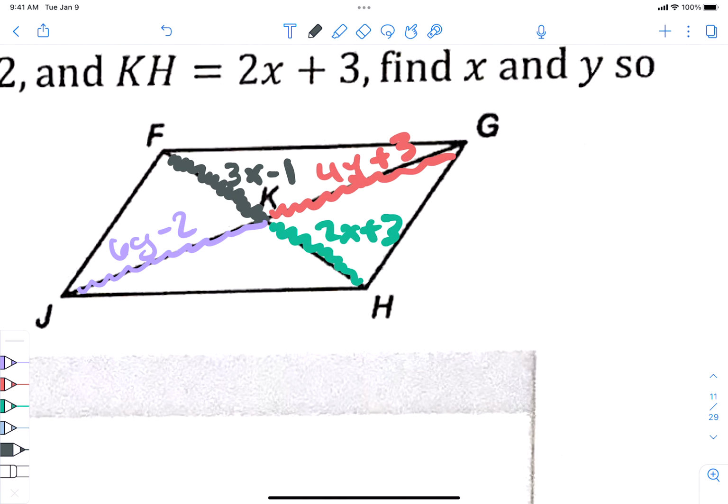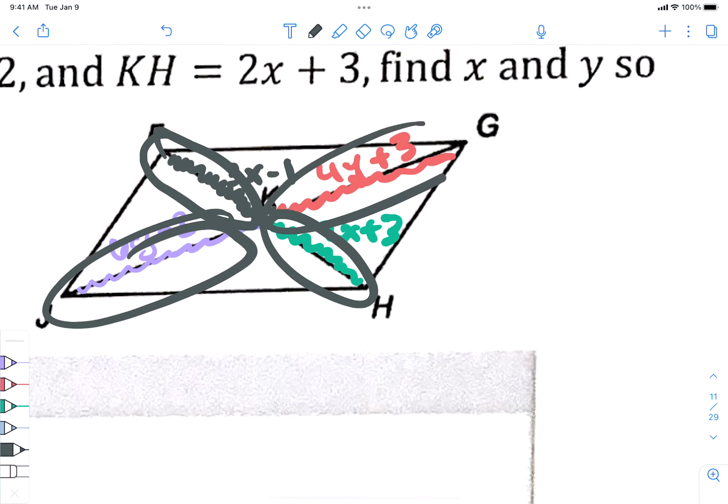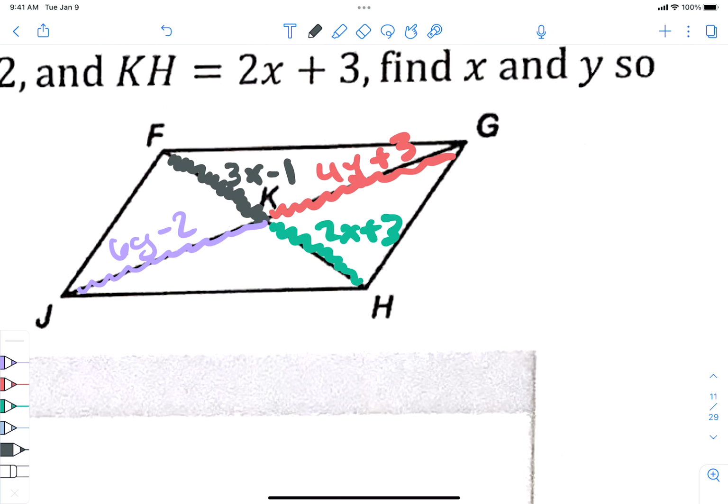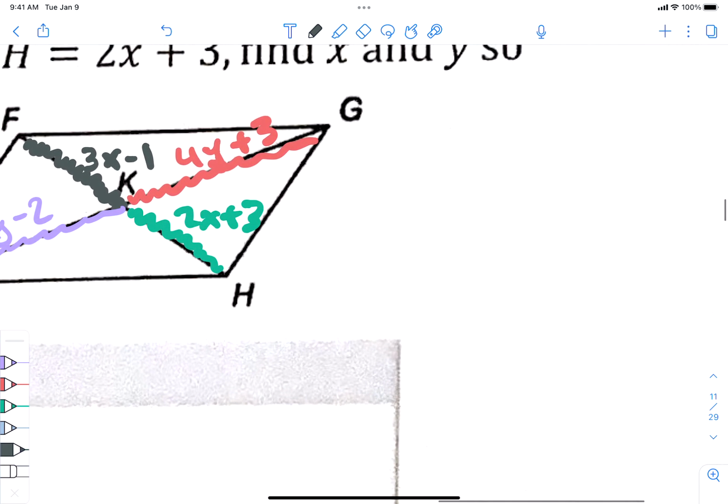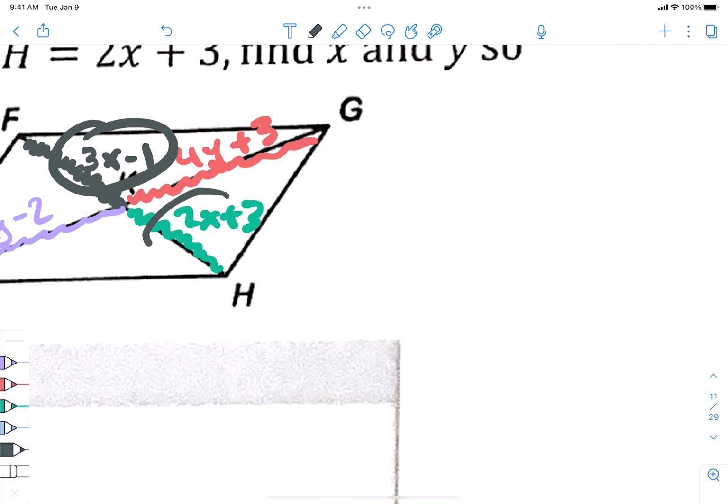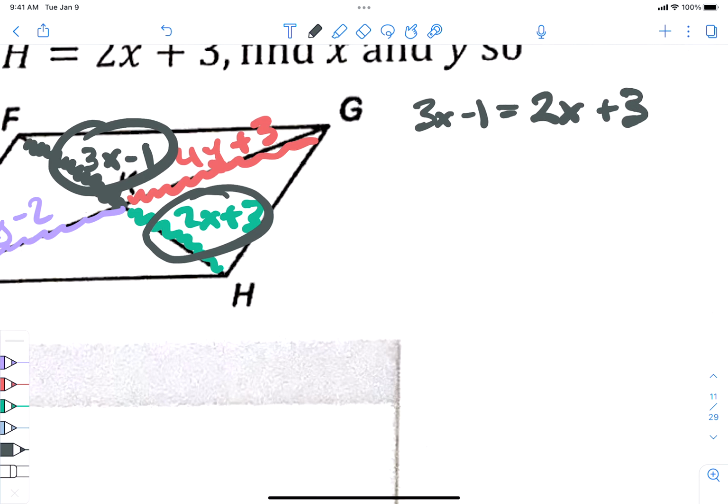But what I do know is that this little piece is the same as this little piece, right? Those two are the same as each other. And this little piece is the same as this little piece, right? The 4 pieces are not congruent to each other, but they're congruent to their opposite ones, right? So we can set the opposite ones equal, all right? Let's start with the x's. Should we start with the x's? Doesn't matter. 3x minus 1 will be equal to 2x plus 3. Do we see why that works? Yeah. Okay, beautiful.